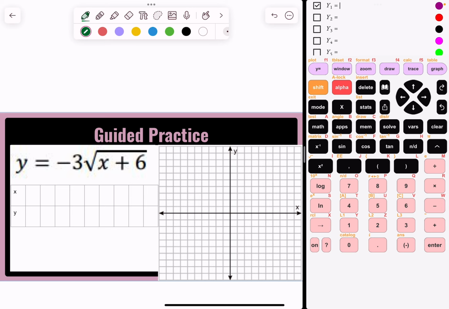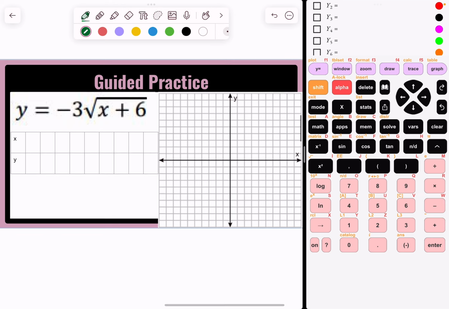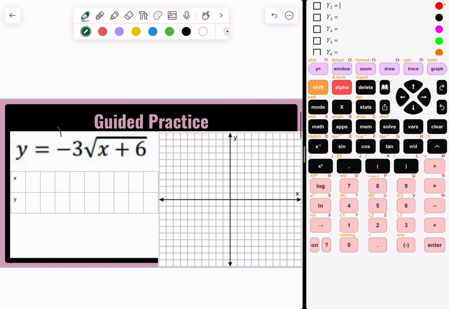All right. We are graphing negative 3 square root of x plus 6. All right. Let's just remember some transformation rules here. The negative makes it get reflected. The 3, because it's bigger than 1, makes it get narrow. And that plus 6 on the inside makes it go to the left 6. Perfect. All right, let's go look at our table.